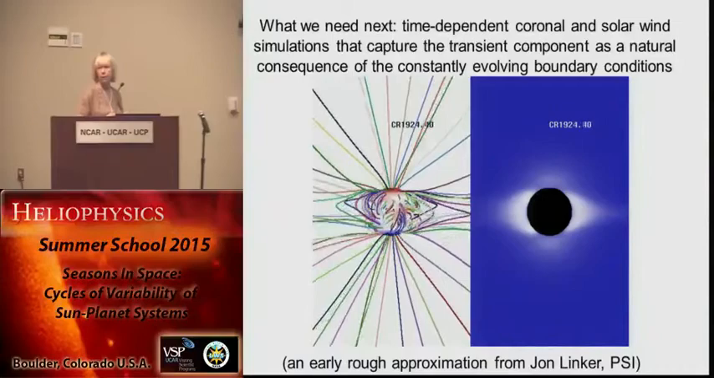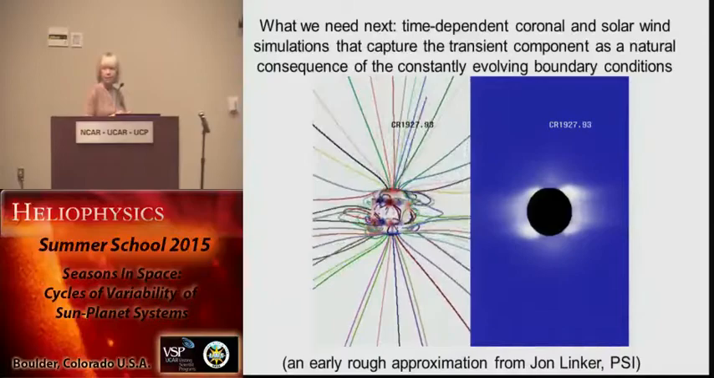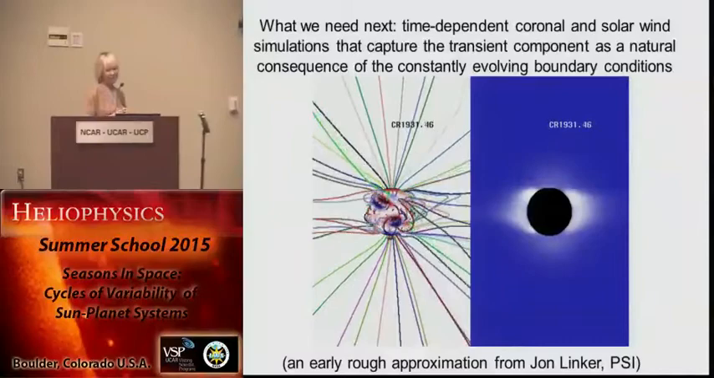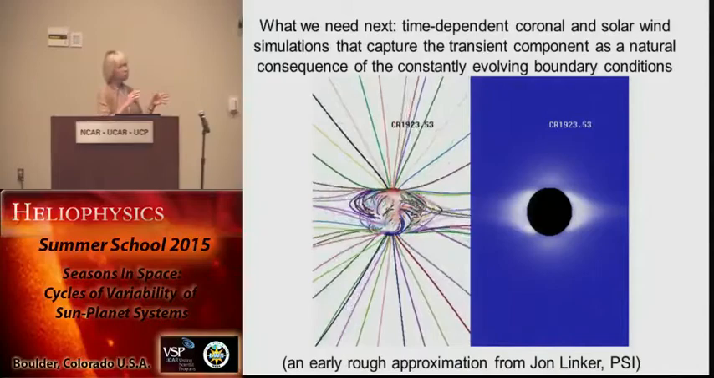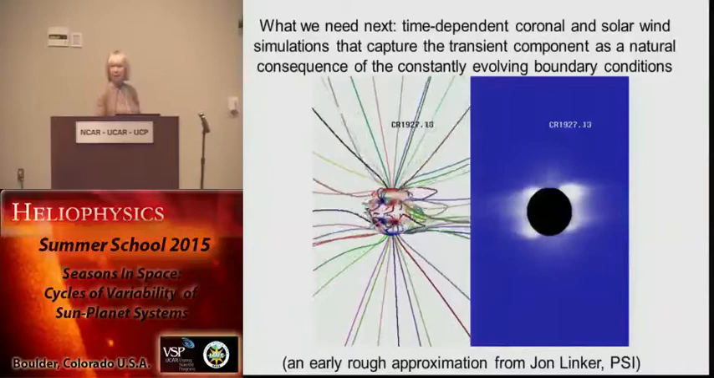People have been working at it. It's not an easy thing to do. This was an early cartoon experiment where a colleague, John Linker, had an MHD model for the corona, and he took a bunch of Carrington rotation maps, concatenated them in time, and used them as boundary conditions to drive a time-dependent MHD model to see what would happen.